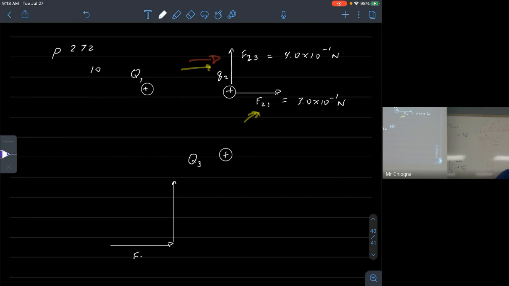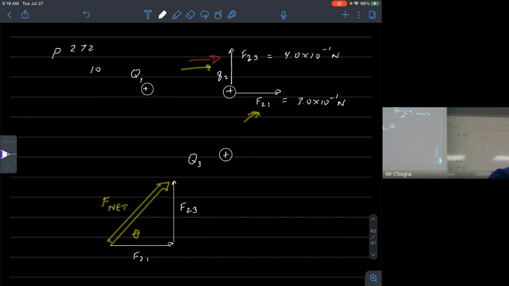This is F21. This is F23. I don't know why red doesn't show up. I'll use yellow for my resultants. Okay, that's my resultant, or net force. Okay, with an angle. So you need to give me both.